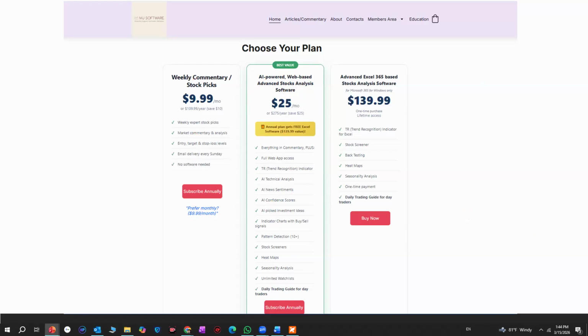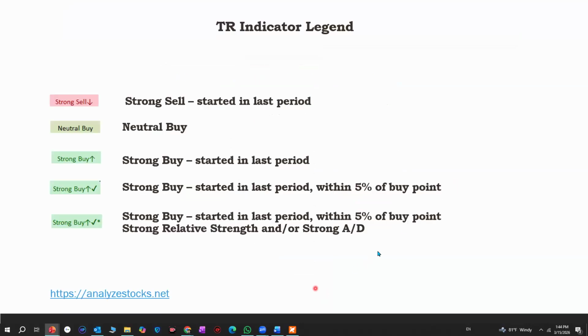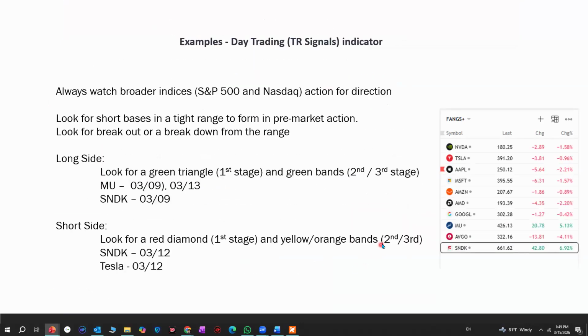The day trading system is different. Obviously, it's different. Day trading is a different animal altogether. It's not normal investing, not normal trading, short-term, medium, or long-term investment. It's a completely different system. But the indicator is the same TR indicator.